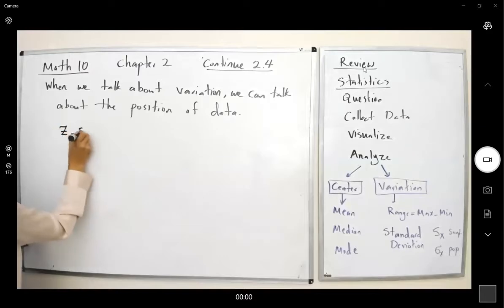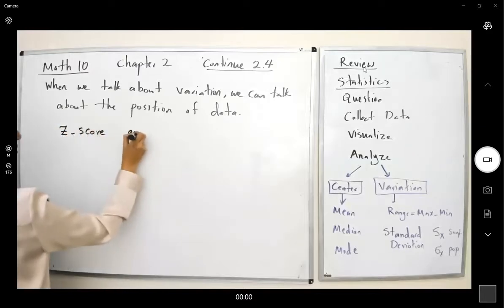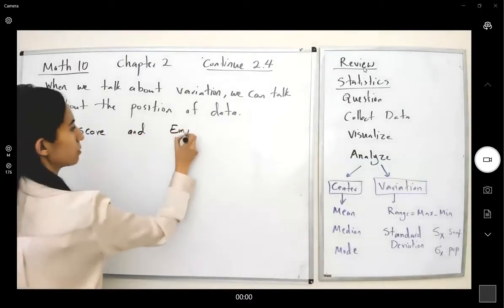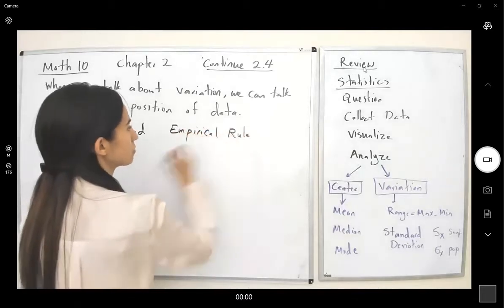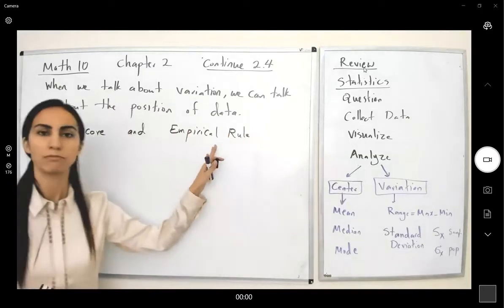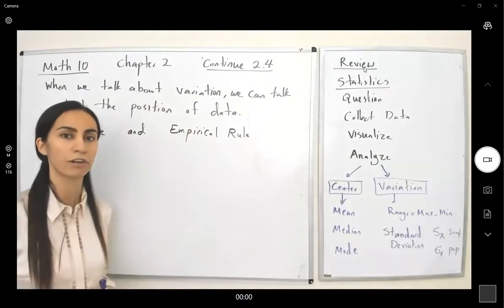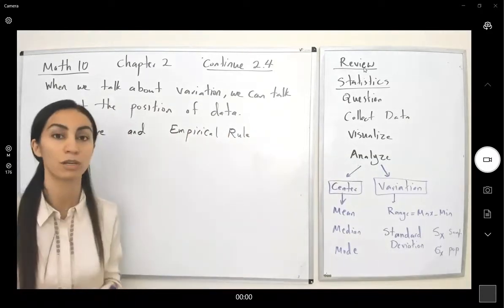Z-score and empirical rule. Okay, let's talk about empirical rule first, then we switch to z-score.